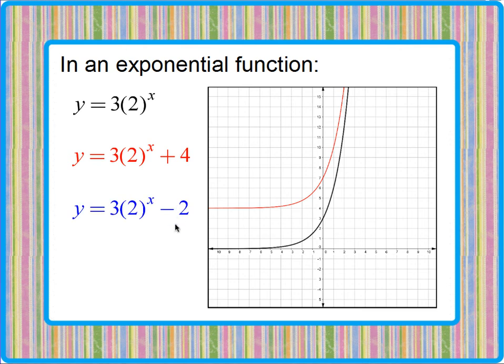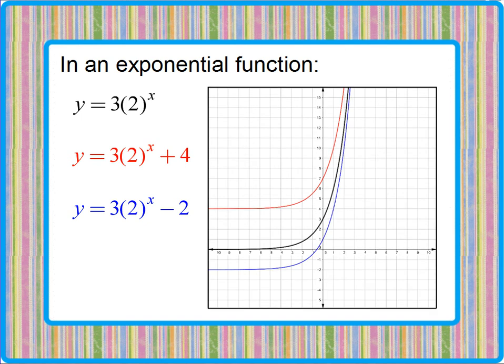What if we want to subtract 2 from our function? Well, then of course our graph would be shifting down 2 units. And again, you can look point by point. 3 shifted down to 1, 6 shifted down to 4, 12 shifted down to 10, and so on.